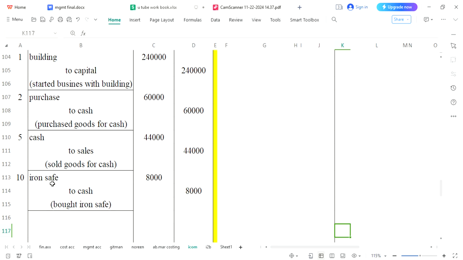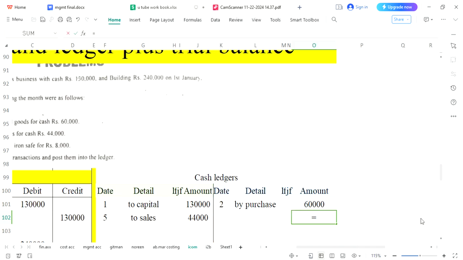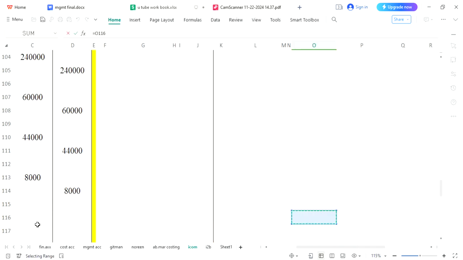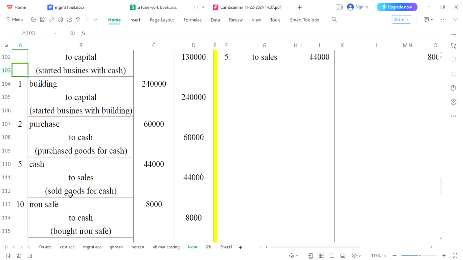Please note it down. This is number 10 entry. Cash was credited by 8,000. So what you will do, you will choose credit side, and this was the amount 8,000 for last entry you have posted. Now again for 8,000 you need to put the reference. Cash was credit, and what is written on the opposite side? That is iron safe. So here you will choose iron safe. Alright guys, all entries are completed.